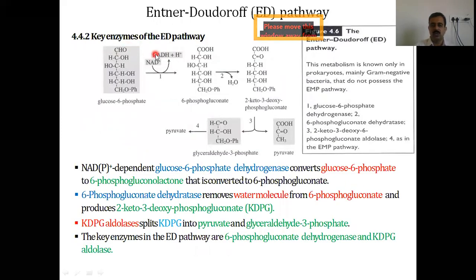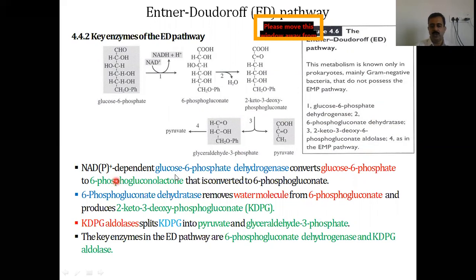Key enzymes: what are the key enzymes of the ED pathway? Glucose 6-phosphate gets converted to 6-phosphogluconate, then to 2-keto-3-deoxy-6-phosphogluconate, and all these enzymes are involved. For example, glucose 6-phosphate dehydrogenase, 6-phosphogluconate dehydratase, and 2-keto-3-deoxy-6-phosphogluconate aldolase, as opposed to the enzymes of the EMP pathway.